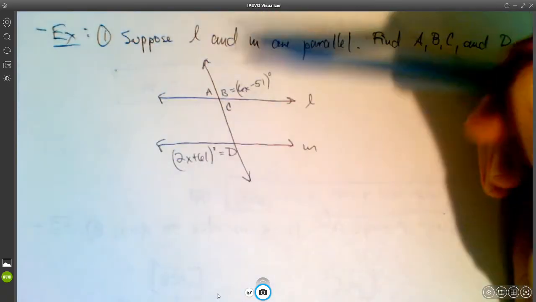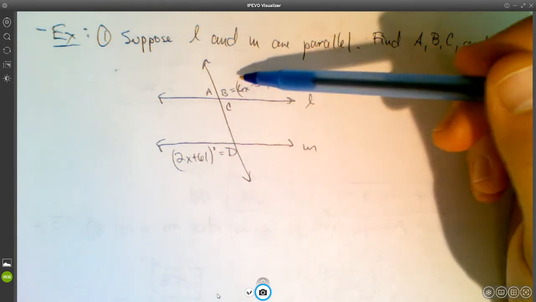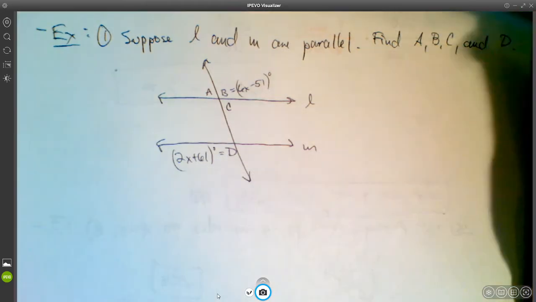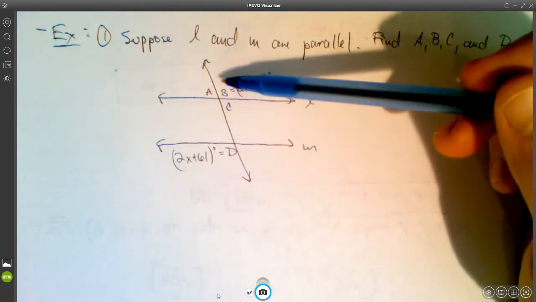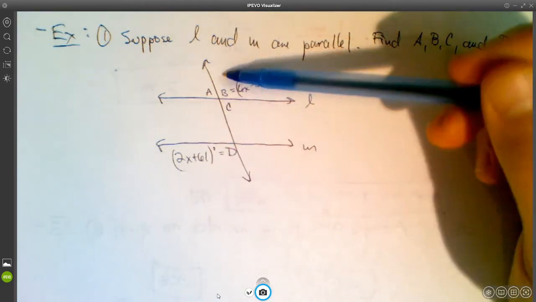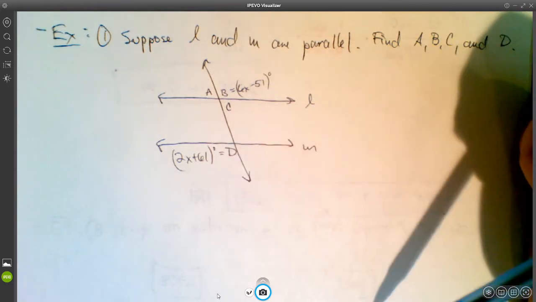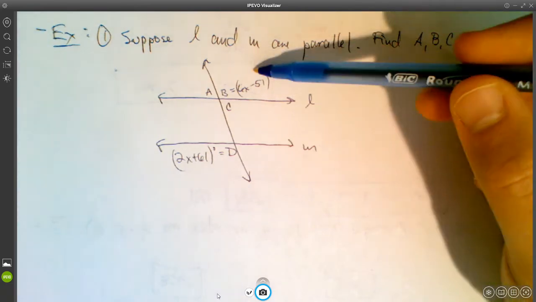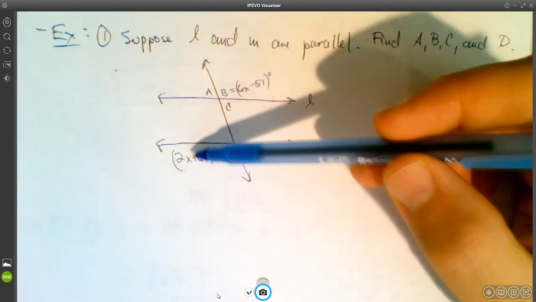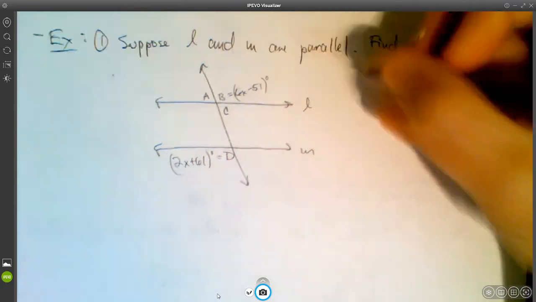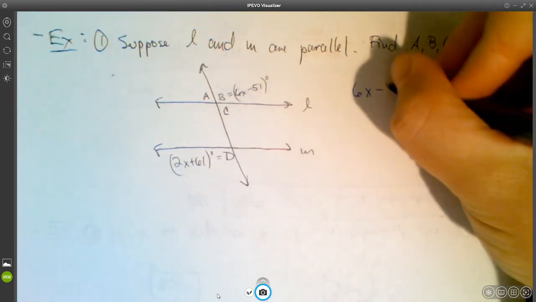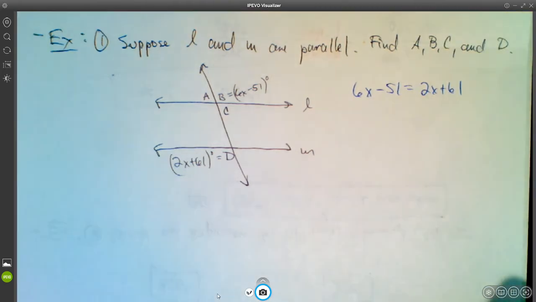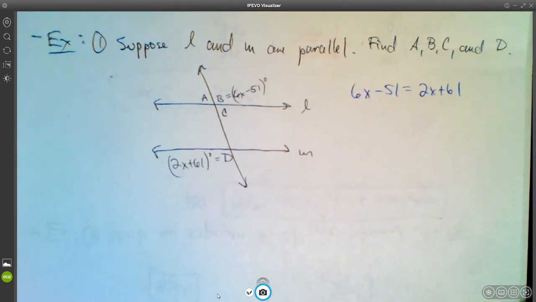So here's my solution. Right off the bat, the information that I have is I have some information about angle B and I have some information about angle D. Moreover, angles B and D are alternate exterior angles, so they have the same measure. So that means that 6x minus 51 has to equal 2x plus 61, right? So I know right off the bat that 6x minus 51 equals 2x plus 61. So I can solve for x.